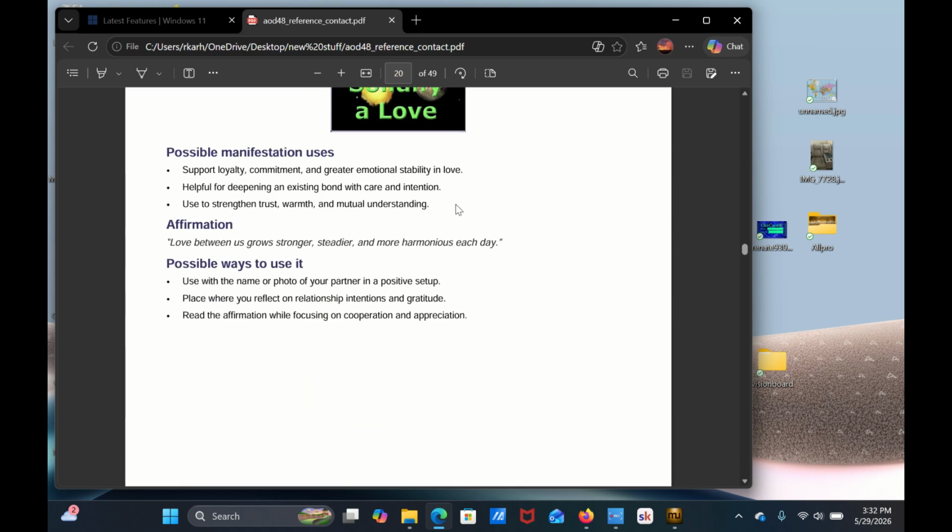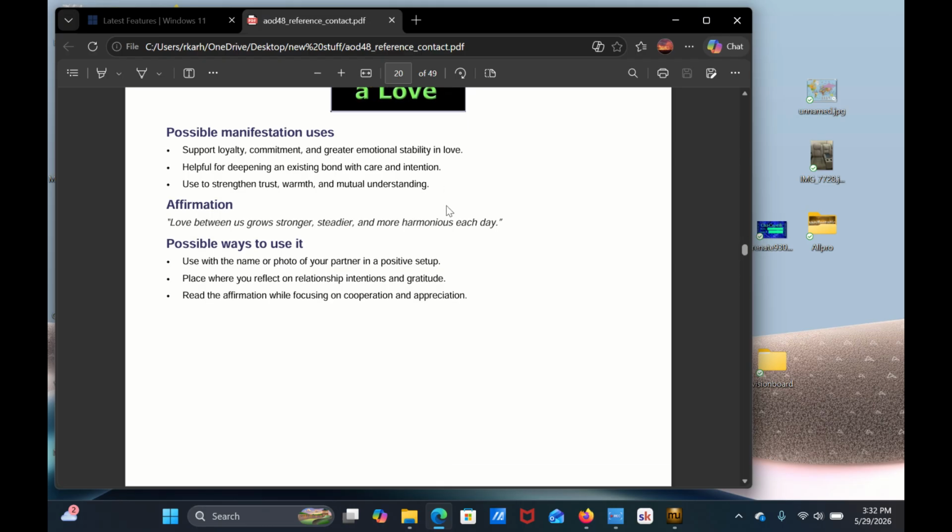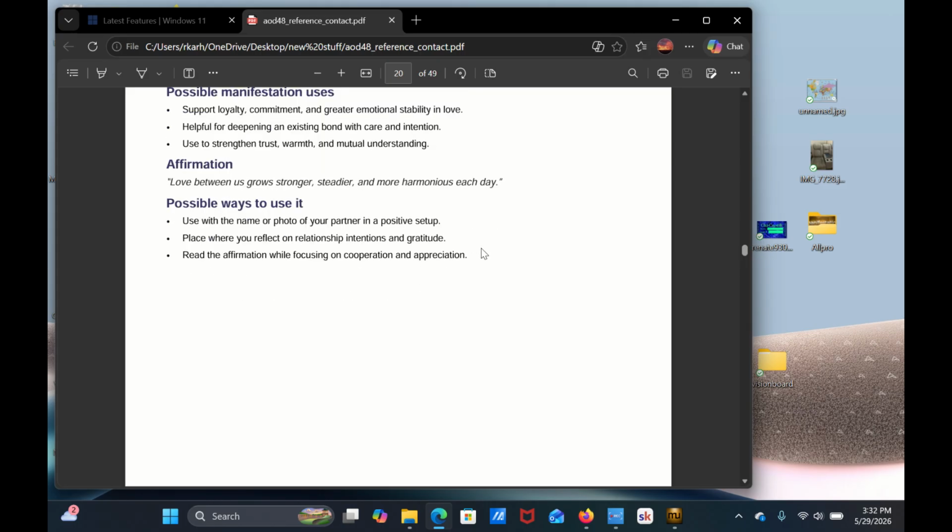Solidify a love. Support loyalty, commitment, and greater emotional stability in love. Helpful for deepening an existing bond with care and intention. Used to strengthen trust, warmth, and mutual understanding. Love between us grows stronger, steadier, and more harmonious each day.